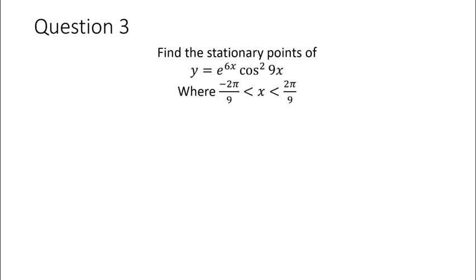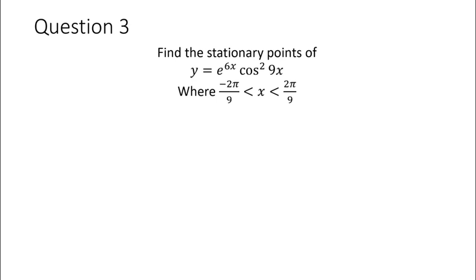Right, on to question 3 then. We've got to find the stationary points of this curve here. We're told that x is between minus 2 pi over 9 and positive 2 pi over 9. Trust me, that will make our problem a lot shorter when we get to that section of it.